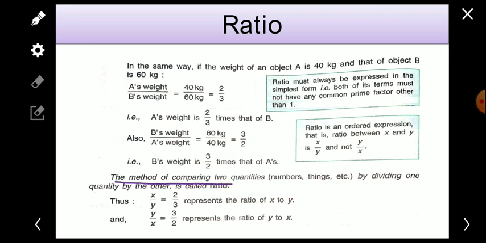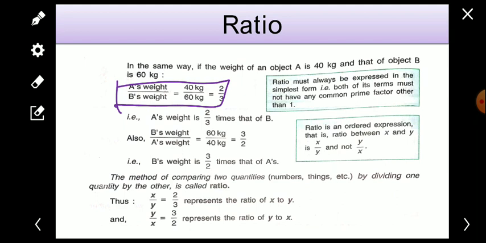So the method of comparing two quantities, numbers, things, etc. by dividing one quantity by another quantity is called ratio. Actually, when we compare using this division method, this is the ratio. Comparison of quantities by the division method, or when we compare how many times one thing is of another, this type of comparison is known as the ratio.